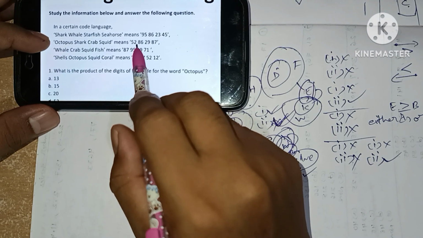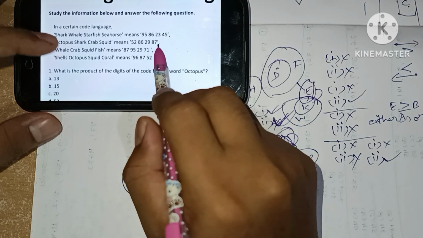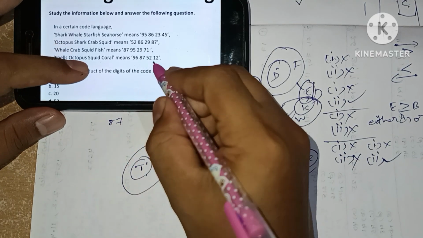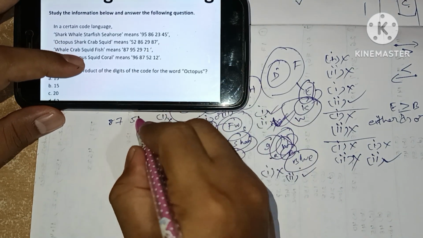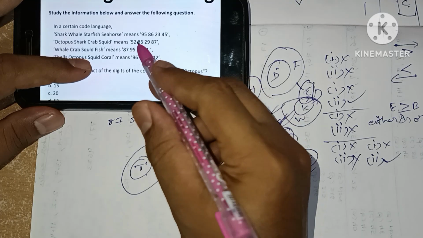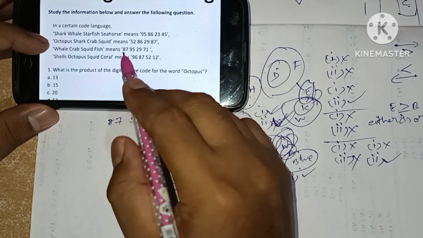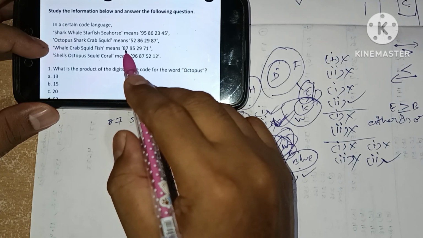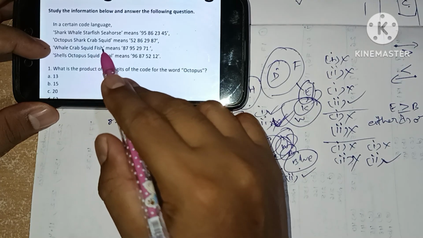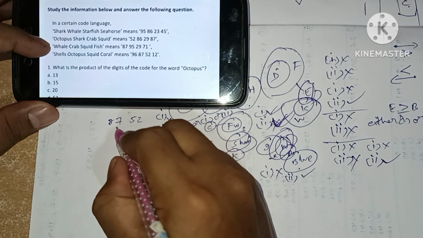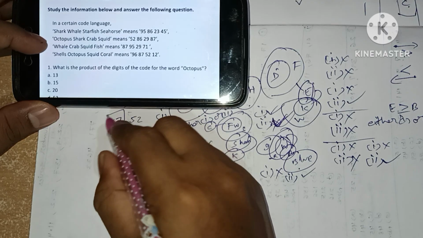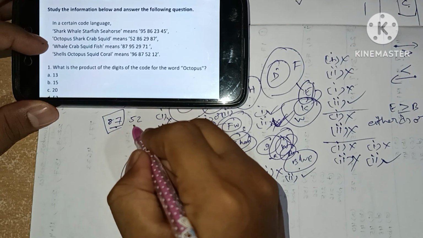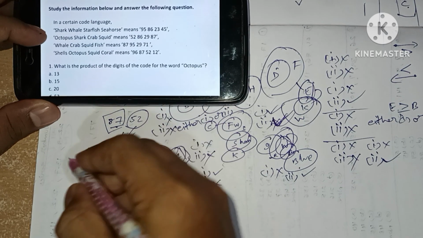So 96, no. 87, might be 87. 52 also. So there are 2 common words. Is there any other place that has 87? Here we have 87, but it is not octopus. So 81 is not an octopus. So 52 is octopus.